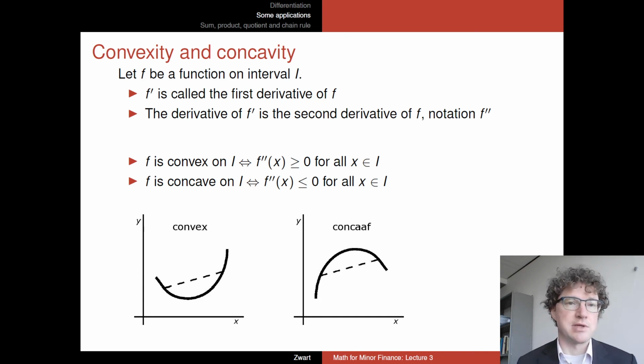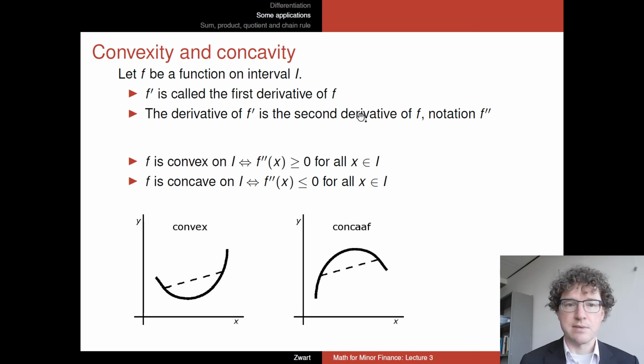So again, let's look at some function defined on some interval I. Then we've seen f prime, that's the first derivative of f. But f prime itself is a function, right? So we can take the derivative of that function. And also that has a name, that's called the second derivative of f. So the derivative of f prime, that's called, not surprisingly, the second derivative of f, and the notation that we usually use for this second derivative is f double prime.